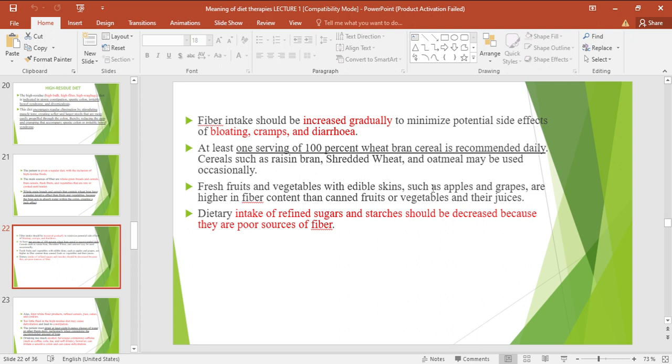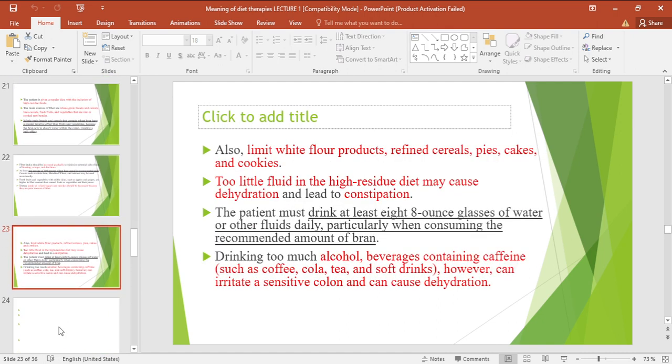The dietary intake of refined sugars and starches should also be decreased because they are poor sources of fiber. You also have to make sure you limit the white flour products, the refined cereals, pies, cakes, and cookies. These ones contain very little dietary fiber.